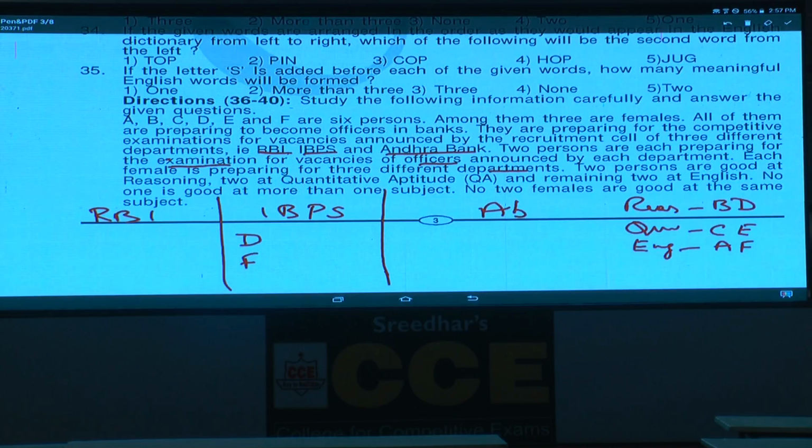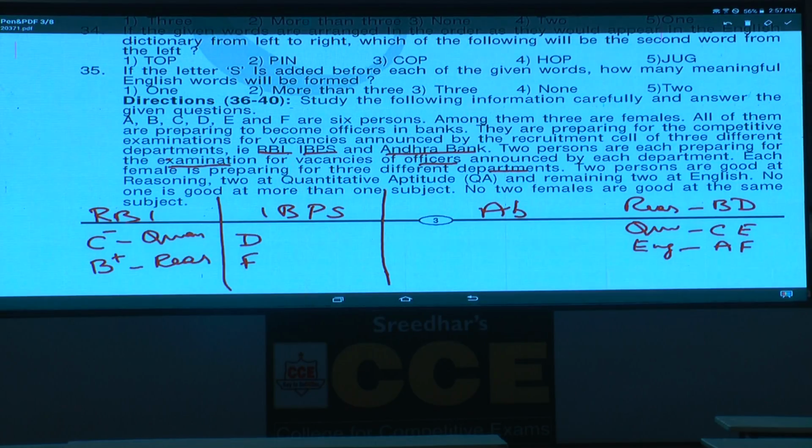And C is a female. Now C, a female, is preparing for RBI with B. Hence, B will be here. B is a male, C is a female. C is quant, and B is reasoning. Then D and F.